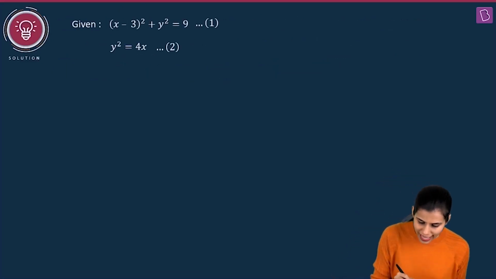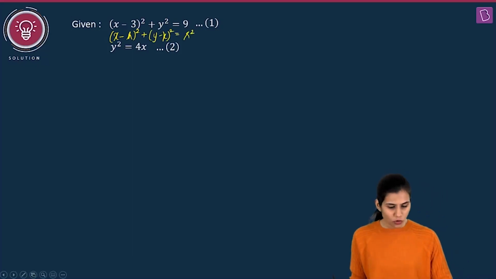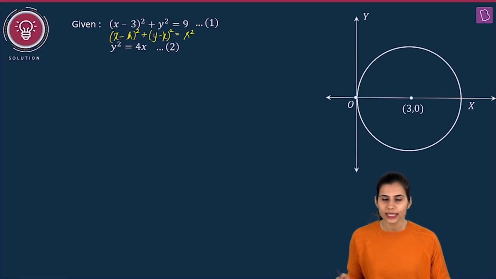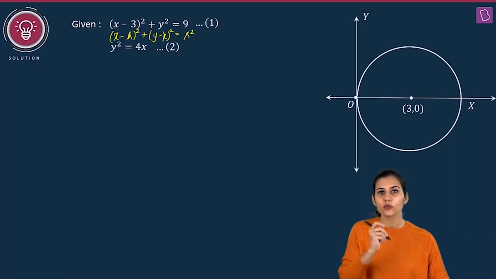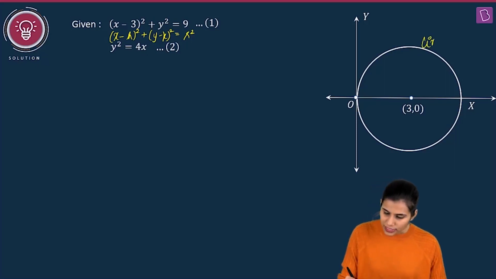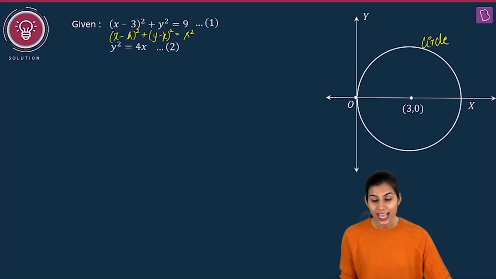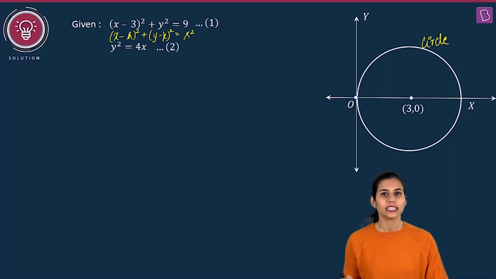First of all, I have the circle whose equation resembles x minus h whole square plus y minus k whole square equals r square, which is the equation of a circle whose center is h comma k. When you compare, you get the center to be 3 comma 0, and radius r, which when you compare, you get 3 units. So this is how the circle is going to look, having center as 3 comma 0 and radius as 3 units. This is my first curve.